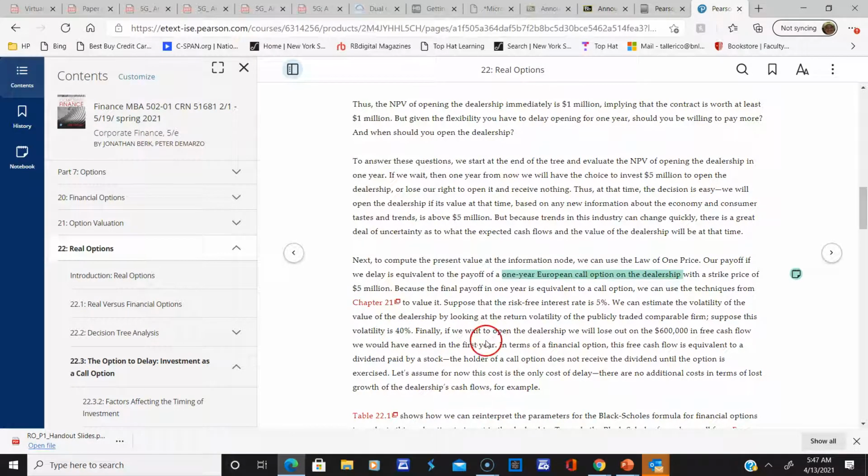Finally, if we wait to open the dealership, we will lose out on the $600,000 in free cash flow we would have earned in the first year. So in terms of financial options, this free cash flow is equivalent to a dividend paid by a stock. The holder of a call option does not receive the dividend until the option is exercised. Let's assume for now this cost is the only cost of delay. There are no additional costs in terms of lost growth of the dealership's cash flows.